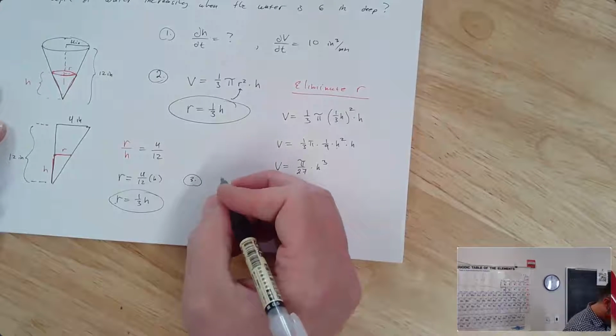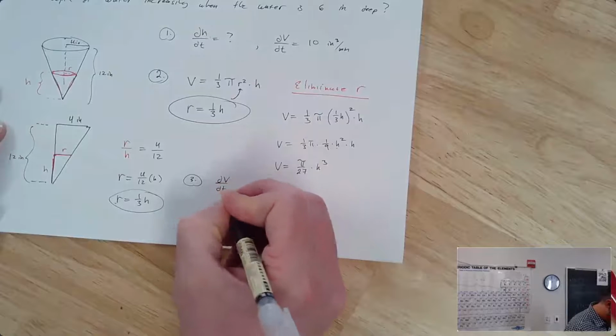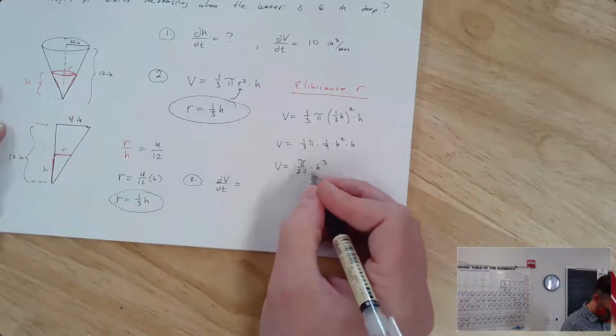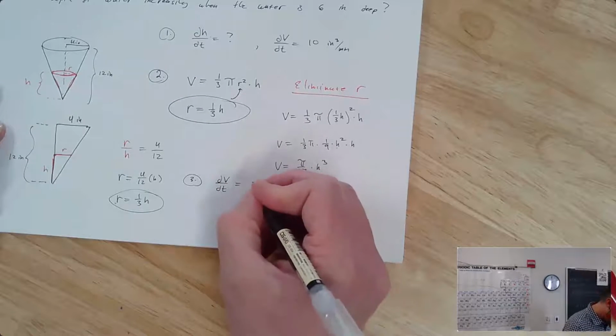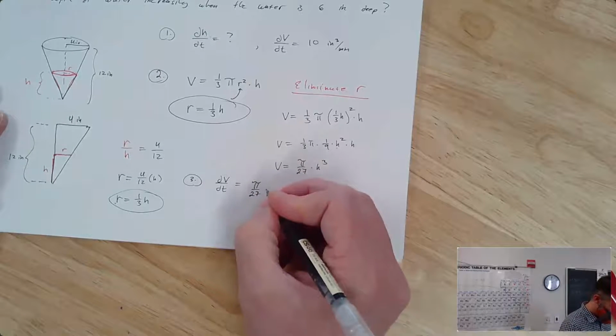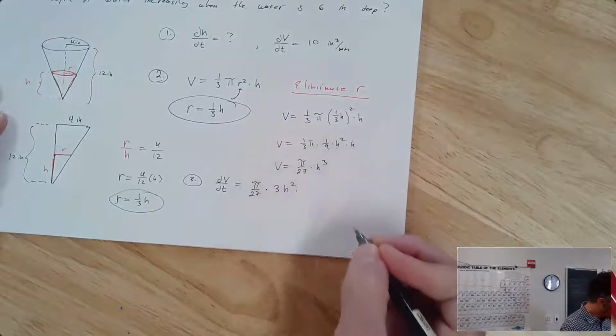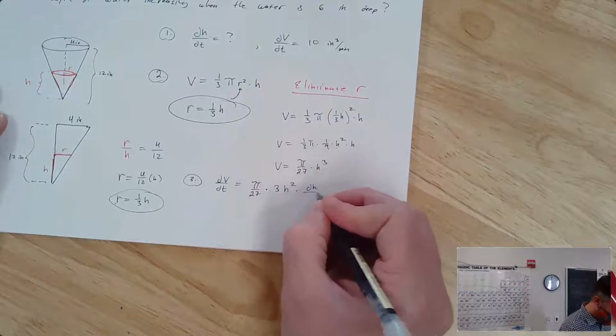So step 3, differentiate. The derivative of volume is dV/dt. The derivative of pi over 27 times height cubed. The pi over 27 is a constant that just sticks around. The derivative of some stuff cubed is 3 times some stuff squared times the derivative of our stuff.